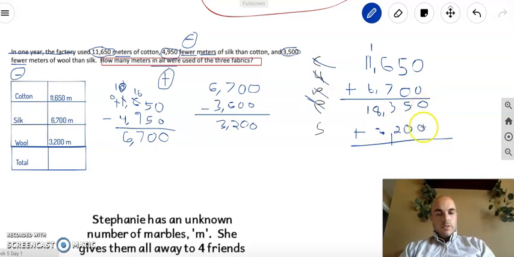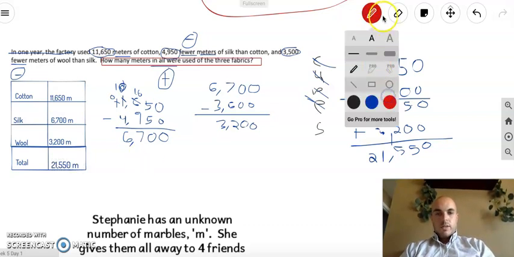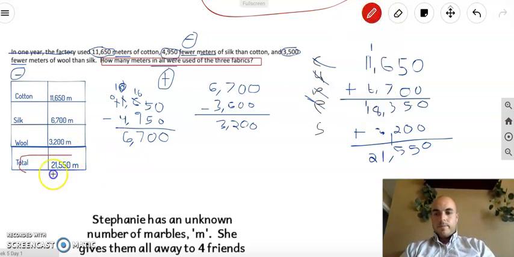Okay, so 0 plus 0 is 0. 5 plus 0 is 5. 3 plus 2 is 5. 8 plus 3 is 11. 1 plus 1 is 2. Okay, total for all three, 21,550 meters. And let's circle that in red so you know that's our final answer. That one had a lot of steps, but sometimes it's like that.